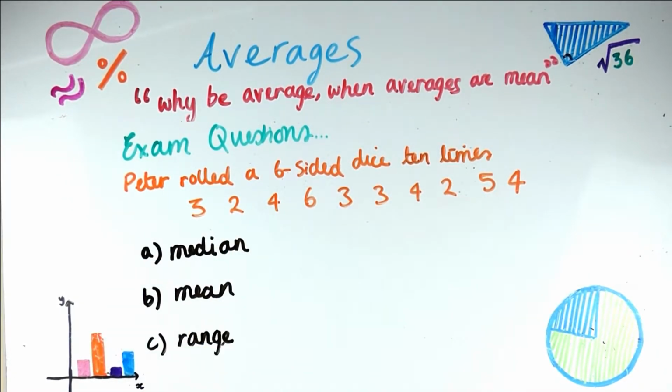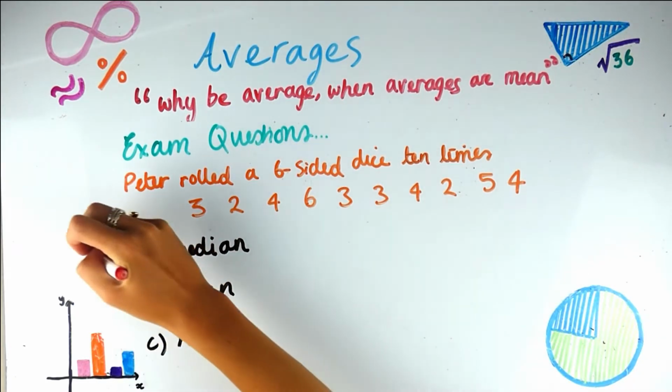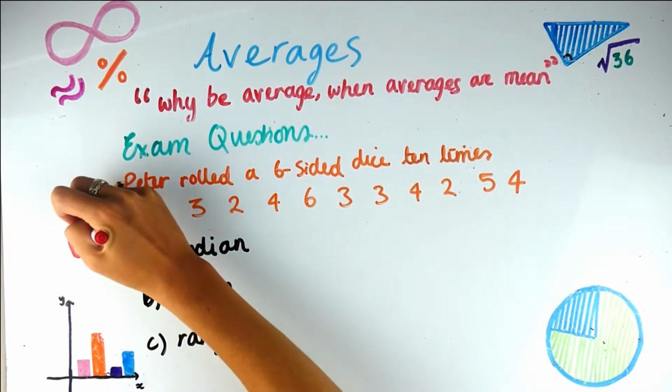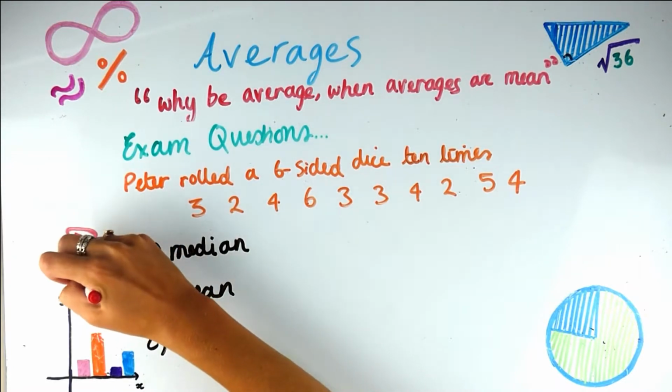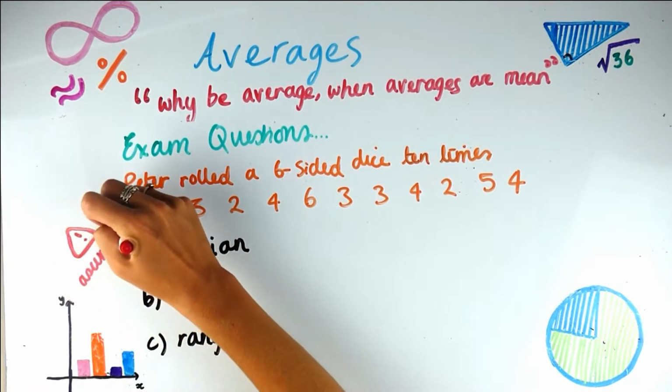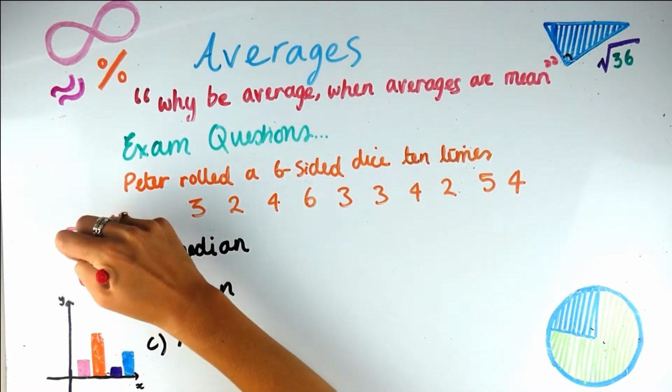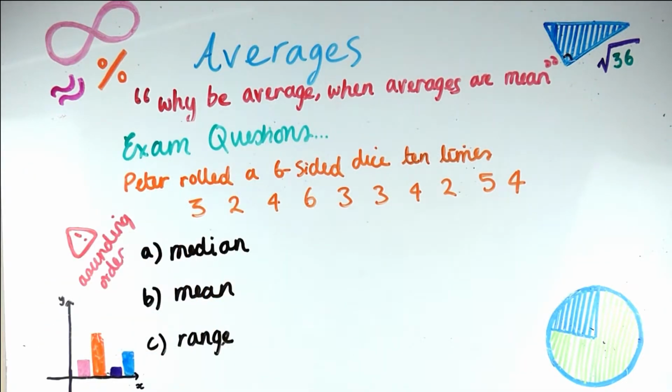Okay, so exam question 1. Peter rolled a 6-sided die 10 times, and they're the values he got. A, what's the median? B, what's the mean? C, what is the range? So just one big warning sign for median, you have to put them in ascending order to find the middle value.